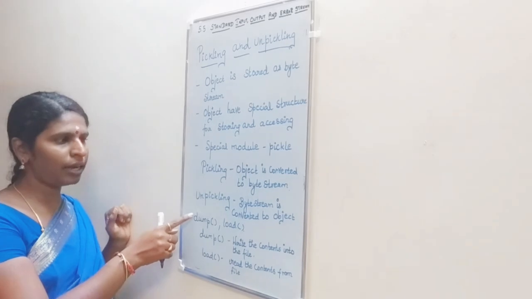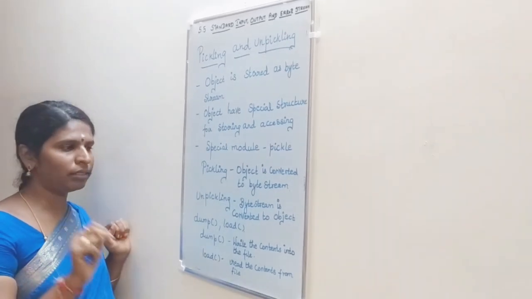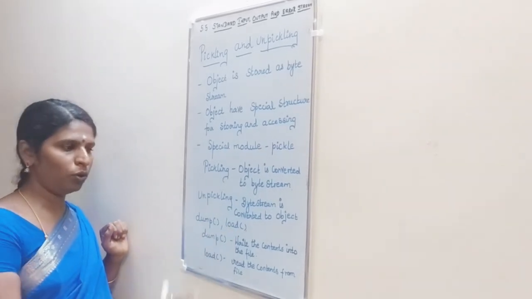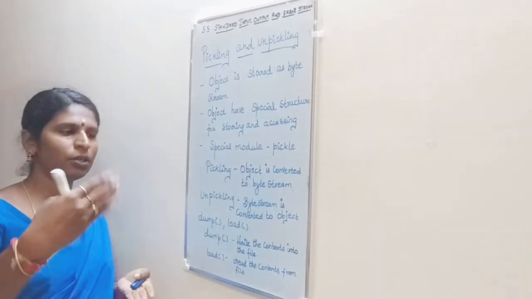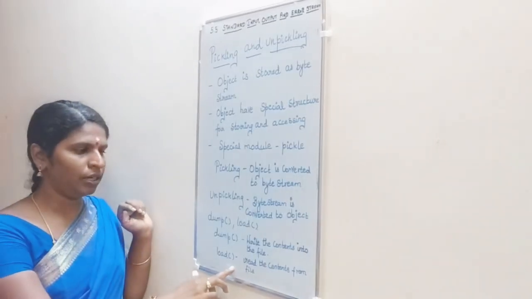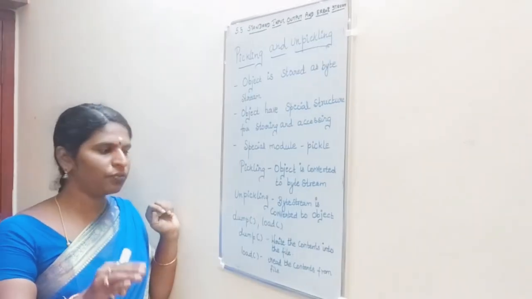Inside pickling and unpickling, we have two methods, dump and load. Using the dump function, we can write the contents into the file. Using the load function, you can read the contents from the file.